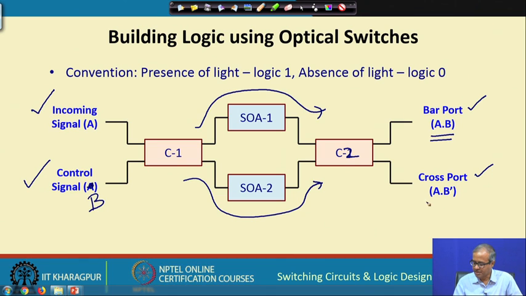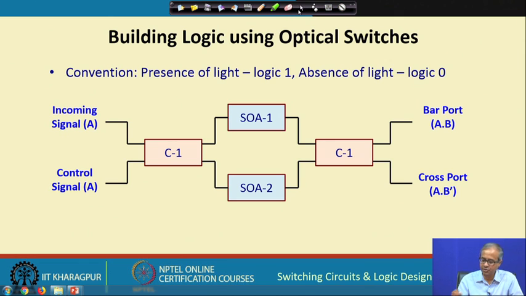But on the cross port, it is A and B bar, that means if A is 1, that means there is light on A, but there is no light on B, then only this output will be 1. So, you can see these two outputs are generated. So, logically speaking, we can say that a Mach-Zehnder interferometer implements the logic function, okay, let us call it B again, there is a typo, this is B, A and B. So, the outputs will be A B and A B bar. This is what a Mach-Zehnder interferometer is.